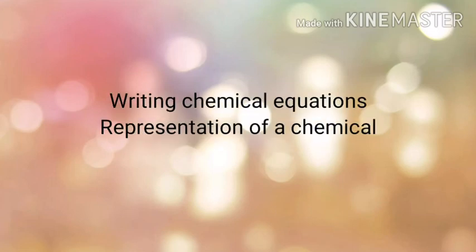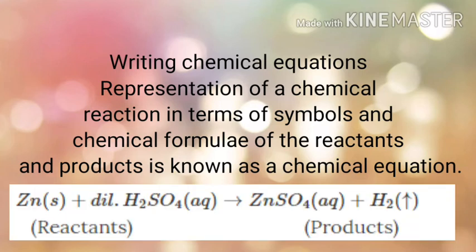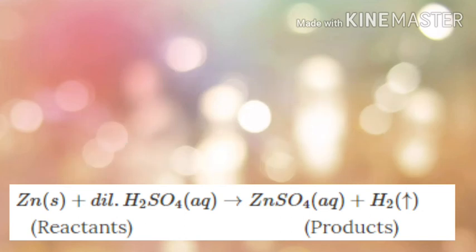Writing a chemical equation is the representation of a chemical reaction in terms of symbols and chemical formulas of the reactants and the products; this is known as a chemical equation. As you can see, zinc plus H2SO4 are the reactants. When they react with each other, it gives ZnSO4 plus H2 released. In that I have written S, AQ and an arrow. What is meant by that?